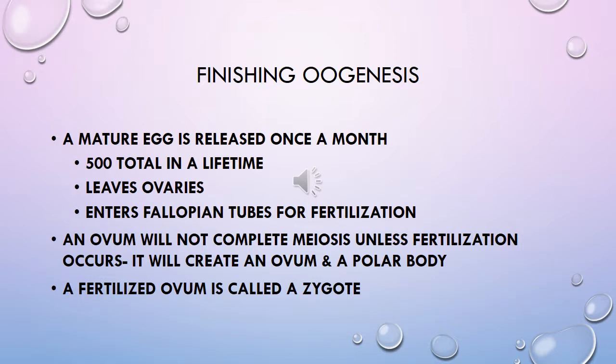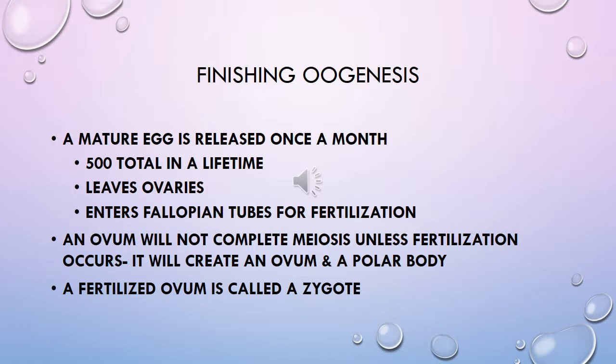Now, once I get what I call a mature egg, it's not completely done with meiosis 2, but it's ready to be fertilized. It's going to leave the ovaries, and it's going to enter the fallopian tubes. And fallopian tubes is where almost all fertilization takes place. Now, that ovum is not going to complete meiosis unless fertilization occurs.